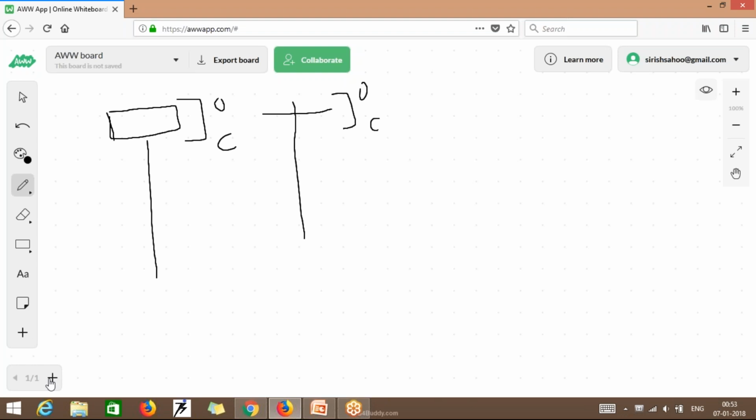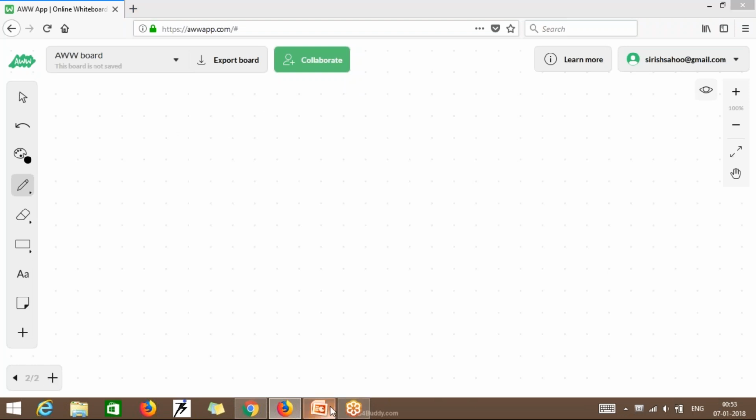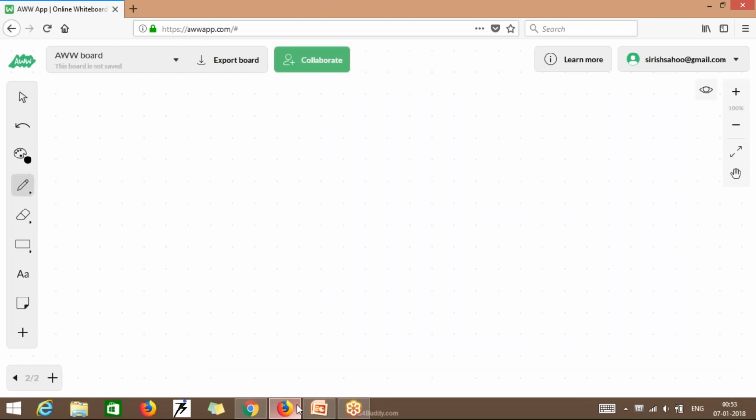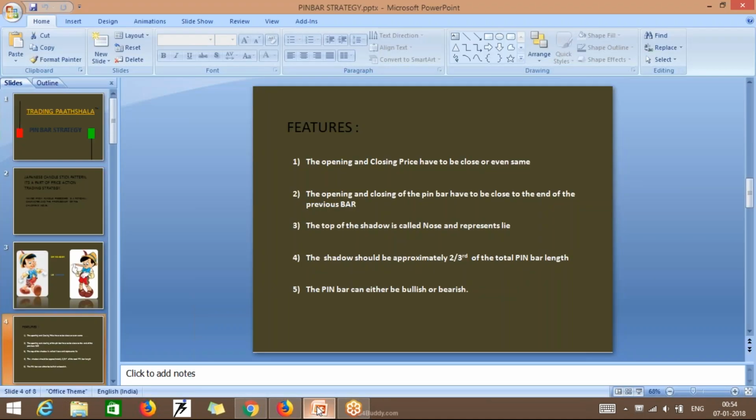The second feature suggests the opening and closing price of the pin bar have to be close to the end of the previous bar. So if this is the previous bar, and this is the open, this is the close, this is high and this is low, it's telling that the opening and closing of the pin bar have to be close to the end of the previous bar.